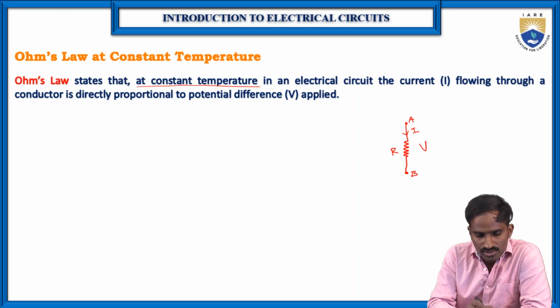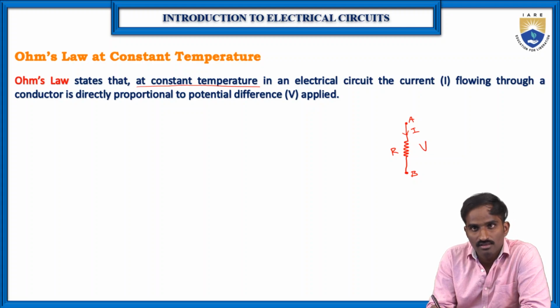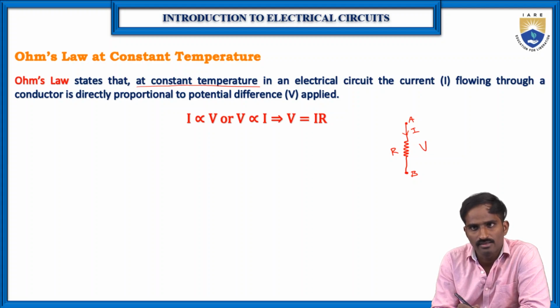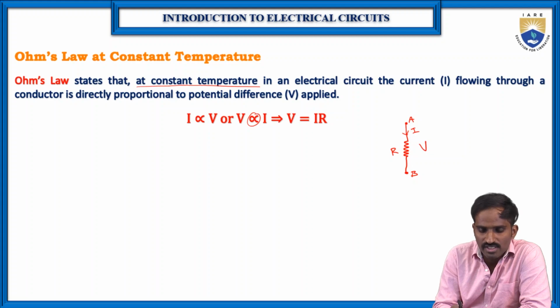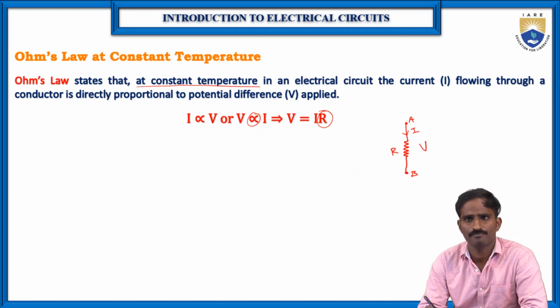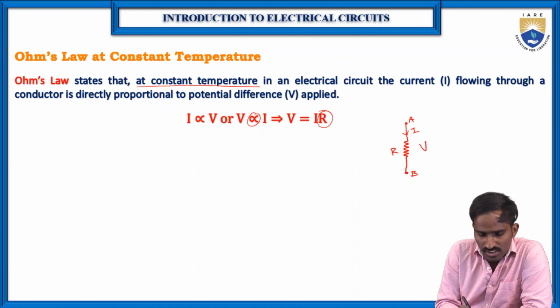According to Ohm's law, the current flowing through this conductor or element is directly proportional to the voltage across this element, or the potential difference across the element. So I is directly proportional to V, or in other terms we can also say V is directly proportional to I. If you eliminate this proportionality, then we get a constant which is called R, the resistance of a resistor. Of course, the resistance of a particular resistor is constant. So Ohm's law we can simply state as I is directly proportional to V.